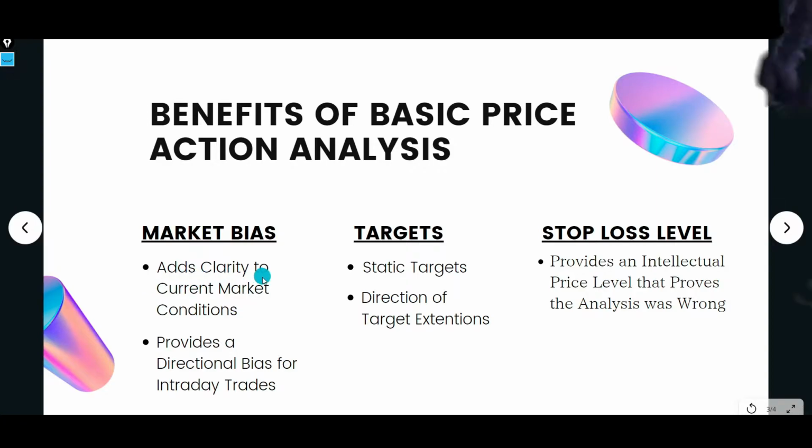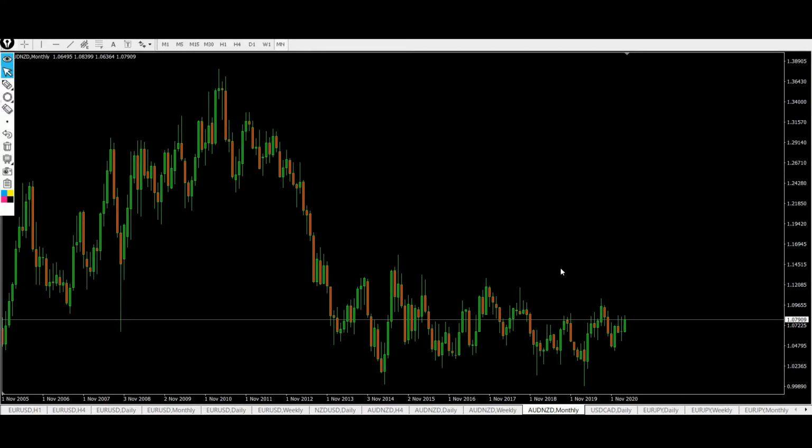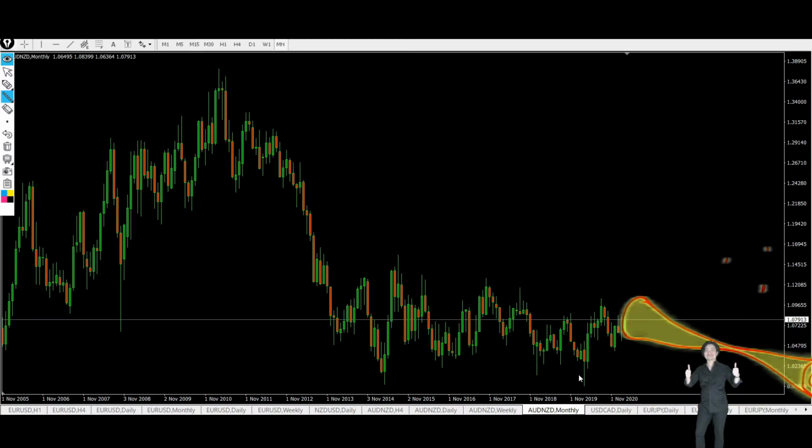It adds clarity to current market conditions. This is the Aussie NZD monthly chart. If you look at this chart, without any basic price action analysis, it pretty much just looks like it went down, then went up, and then came down again. This information does not help us in terms of trading, right? So the first benefit is that basic price action analysis clarifies current market conditions.